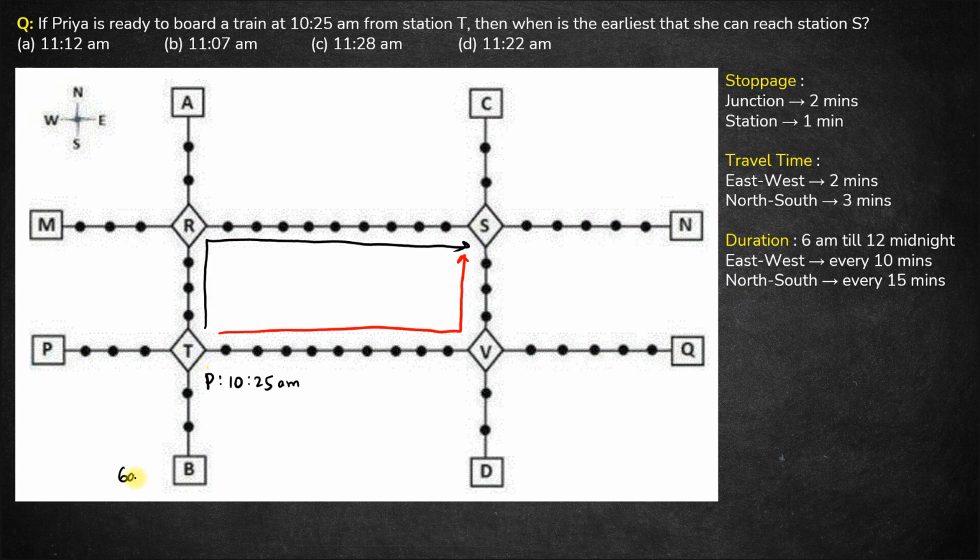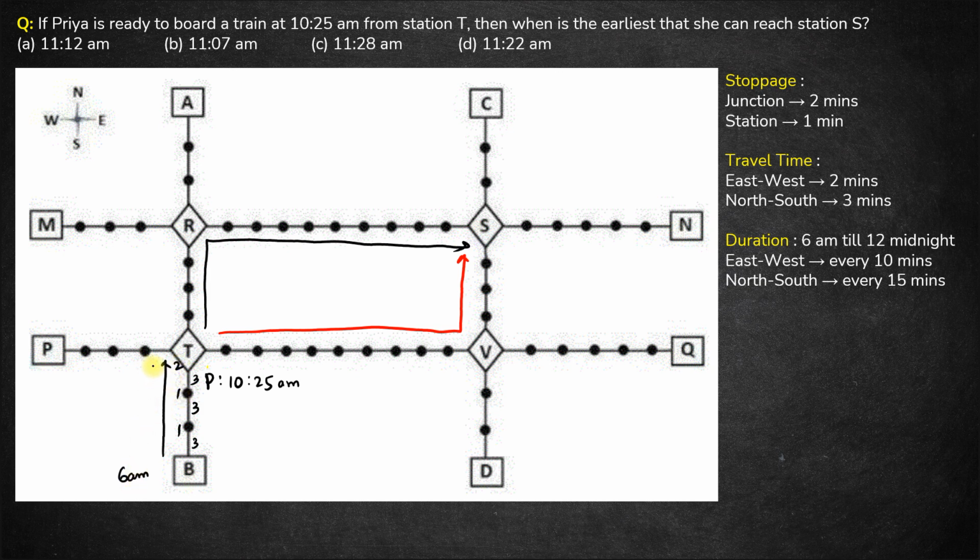So the first train leaving B is at 6 a.m. going towards T. So time taken to go from B to T, what is it? In the north-south direction, travel time is 3 minutes. So 3 minutes travel time here, 3 minutes here, 3 minutes here. 1 minute stoppage time, 1 minute stoppage time, and a 2 minute stoppage time over here. So 3 plus 3 plus 3 is 9, 10, 11, 12, 13.